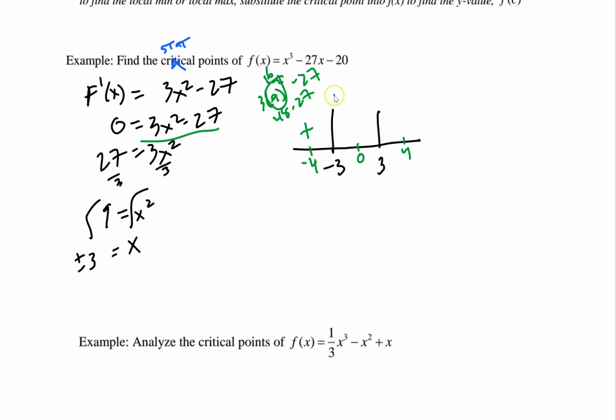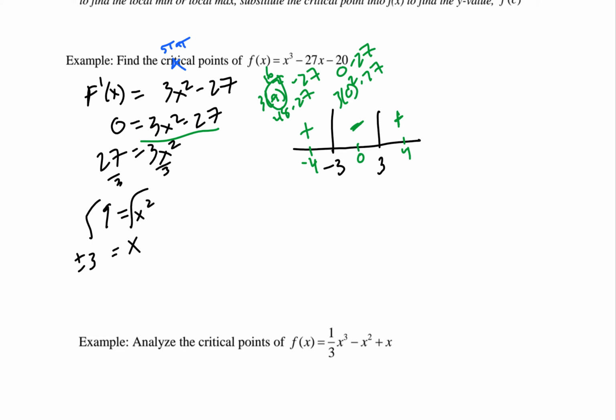If I plug in 0, I get 0 squared minus 27. That's definitely going to be 0 minus 27, so a negative value. And if you plug in 4, again, it's like plugging in -4. Because you square it, the sign goes away, it's going to be a plus.